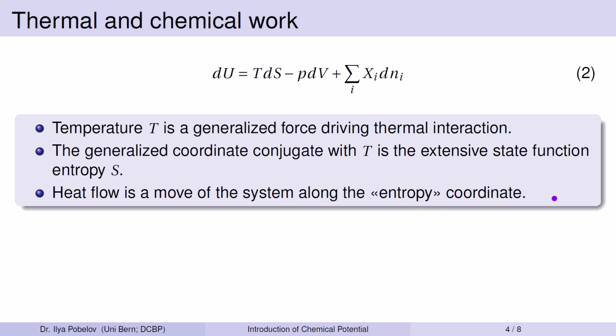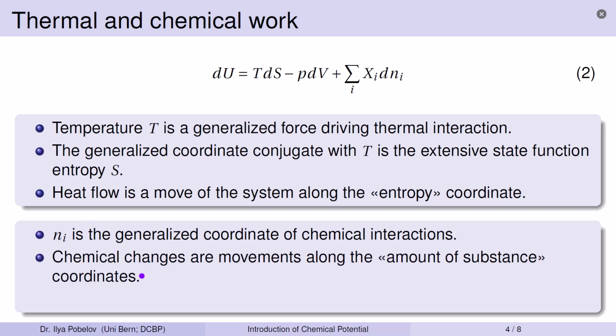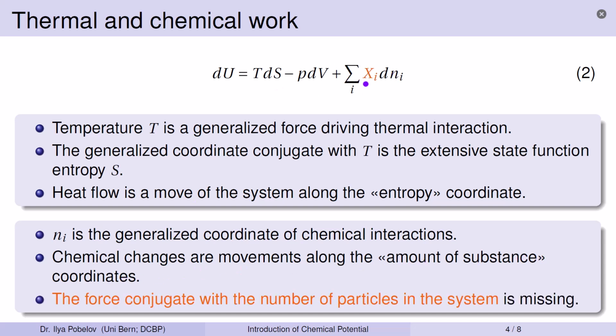The heat flow changes the entropy of the system, which can be represented as a move of the system along the entropy coordinate. In the case of chemical interactions, the generalized coordinate is clearly the amount of substance of each species in the system, N_i. The amount of substance is an extensive state function that changes during chemical changes. Chemical changes can be represented as movements along the amount of substance coordinates. What is missing here is the force that is conjugate with the number of particles in the system. This missing force is the chemical potential.